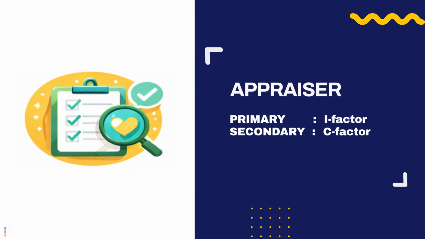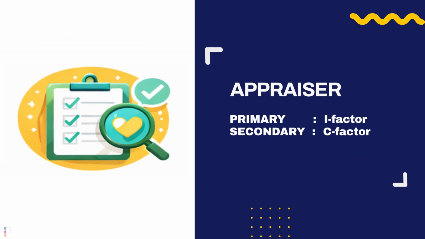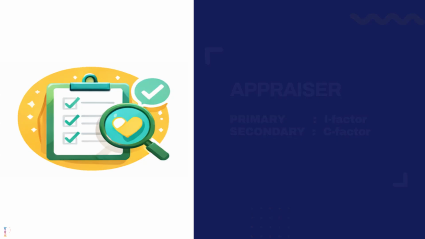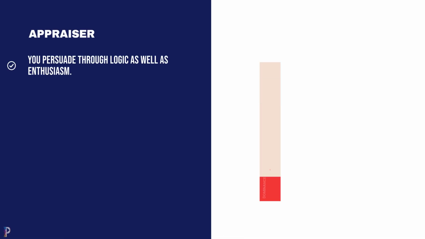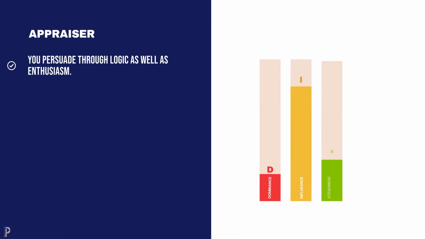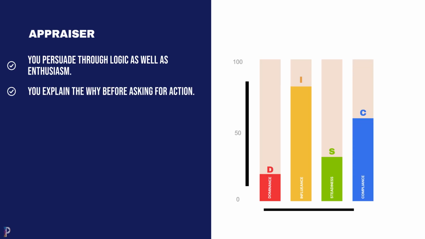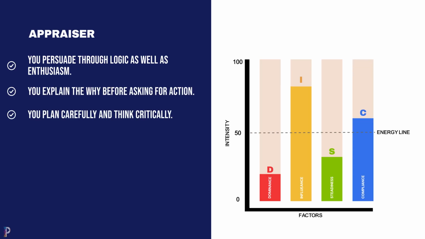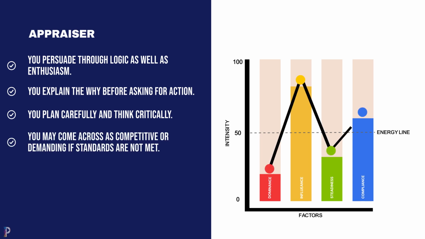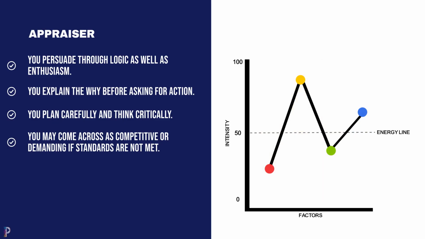The final archetype is the appraiser, in which the I factor is primary and the C factor is secondary. You persuade through logic, as well as enthusiasm. You explain the why before asking for action. You plan carefully and think critically. However, you may come across as competitive or demanding if standards are not met.